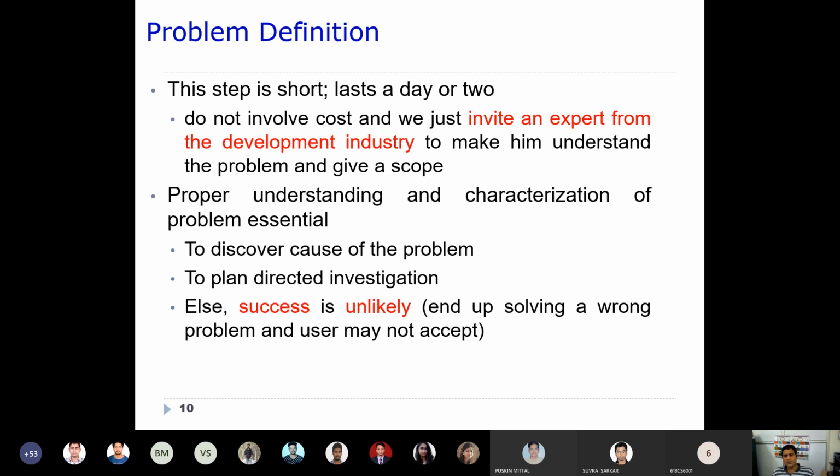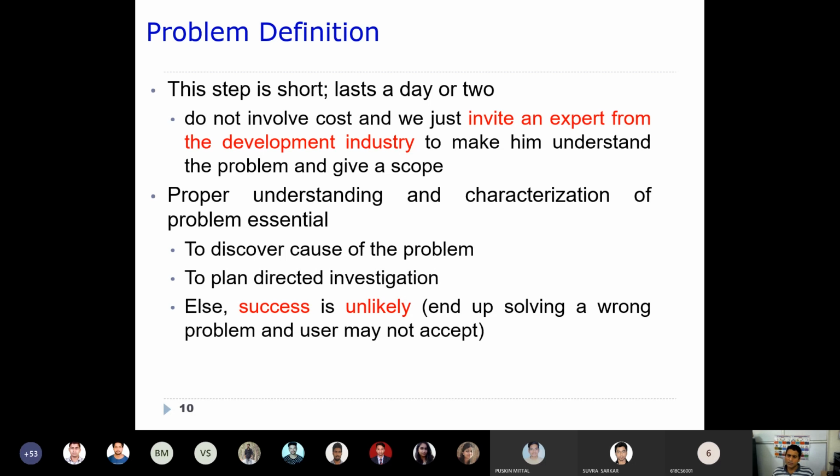As of now, to discover the cause of the problem, you need to first understand or find what the cause of that particular problem is, and you need to go through a proper directed investigation. You need to plan a directed investigation so that you are able to see what the problem actually is, whether it is a problem or not. If you are not going through these things, then what will happen? Success is unlikely.